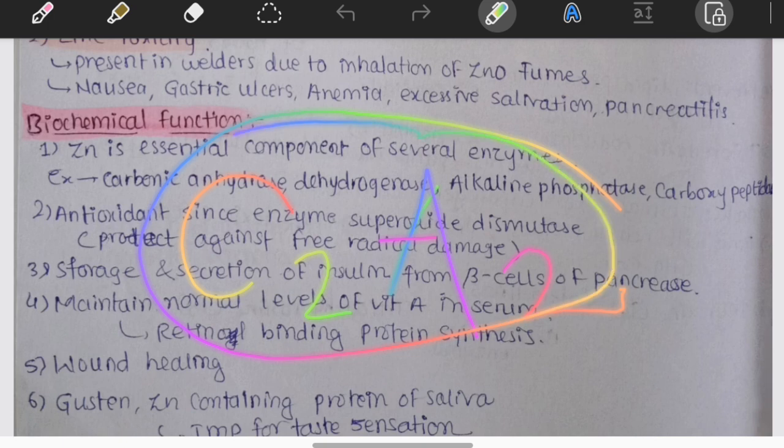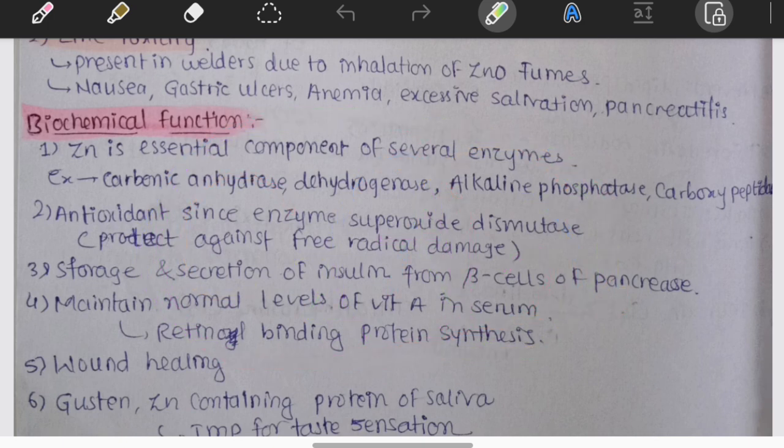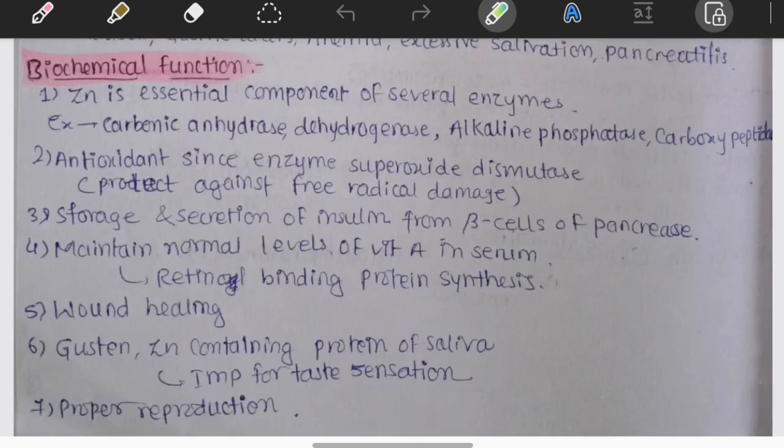Carbonic anhydrase, carboxypeptidase, alcohol dehydrogenase, alkaline phosphatase. Write these enzymes in a box and underline them. Now let's understand their importance. Carbonic anhydrase helps in maintaining acid-base balance and carbon dioxide transport.